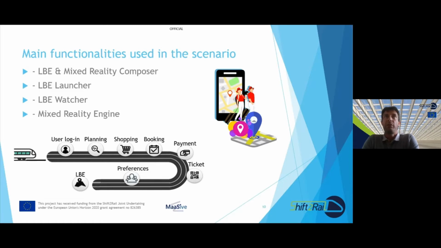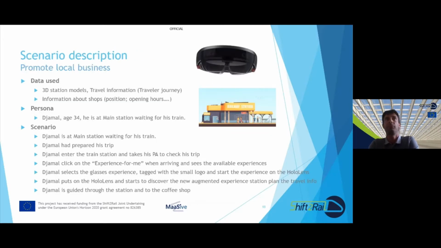So this scenario takes place once the user has logged in the personal application, plan his journey, book, shop, and pay his ticket, and is now ready to travel. Next slide, please. So to create this scenario, we used the 3D model of the Toulouse Matabiau train station. We have access to some travel information, and we use some information about shop position and opening hours.